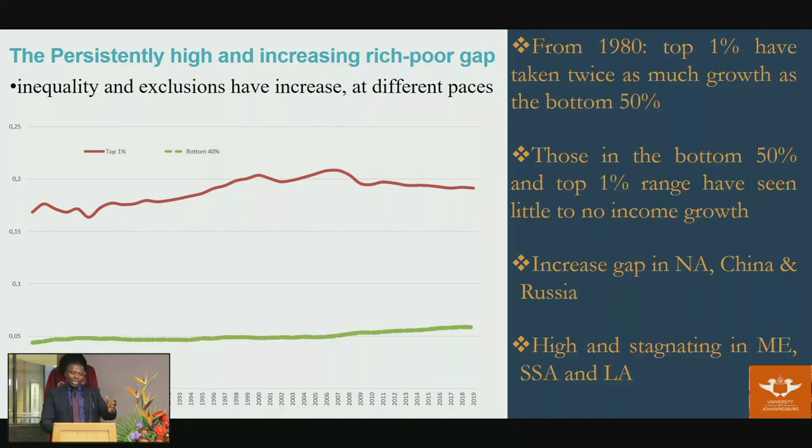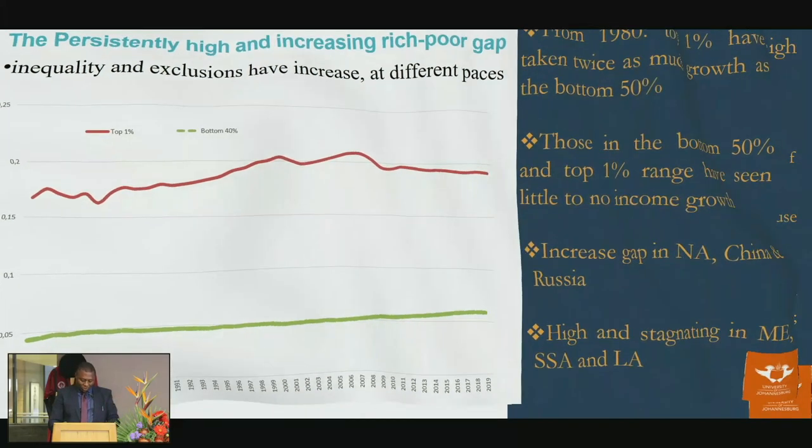What it says is that the top 1% of the global population appropriates for itself about 20% of the wealth of the world. And the bottom 40% only get about 5% or a little bit more than 5%. That's a picture, and that picture has not changed for a long time, as you see, it is steady. So when you find a world like this, you ask yourself, where is it heading to? This is a picture of exclusion.